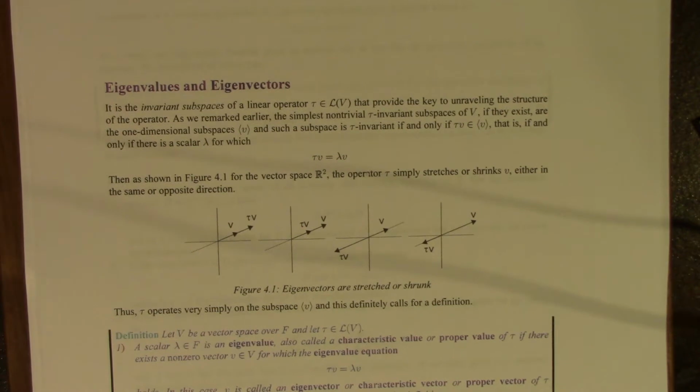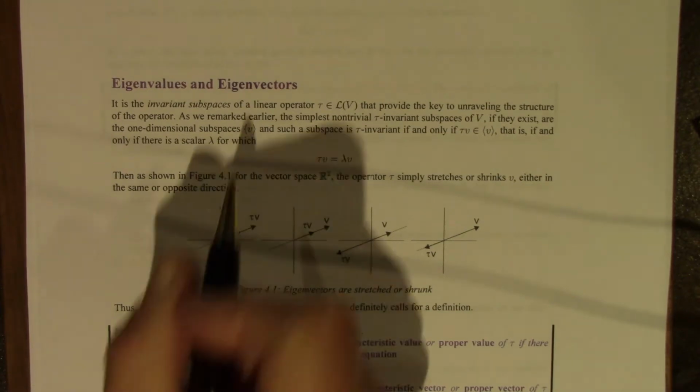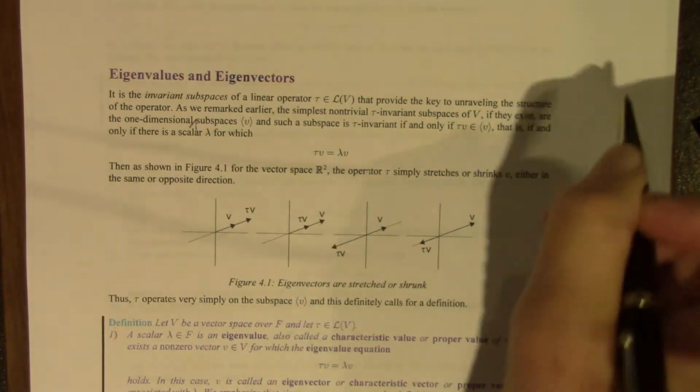As we've seen, it's the invariant subspaces of a linear operator that provide the key to unraveling the structure of the operator, at least in the finite dimensional case, but in general as well. As we remarked earlier, the simplest non-trivial tau invariant subspaces of a vector space, if they exist, are the one-dimensional invariant subspaces.